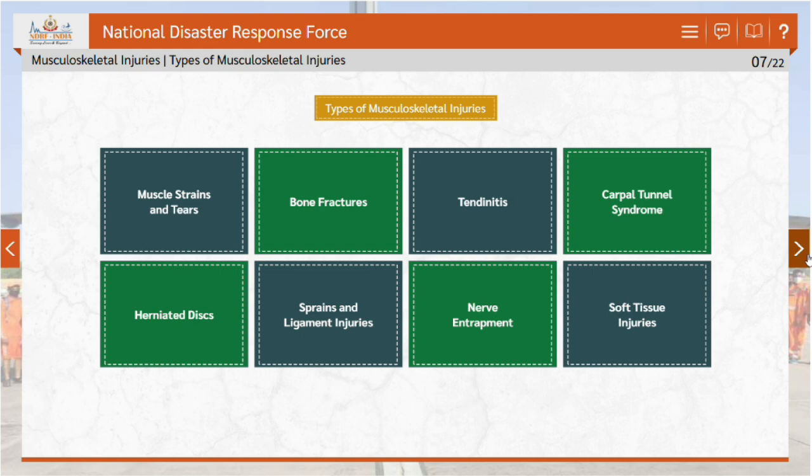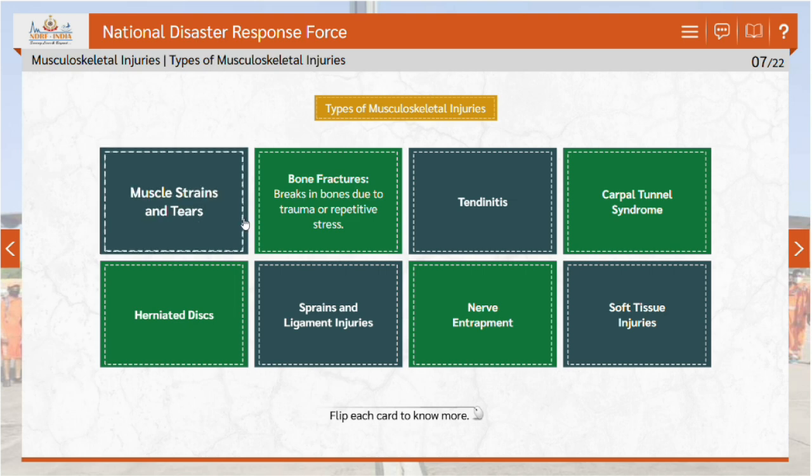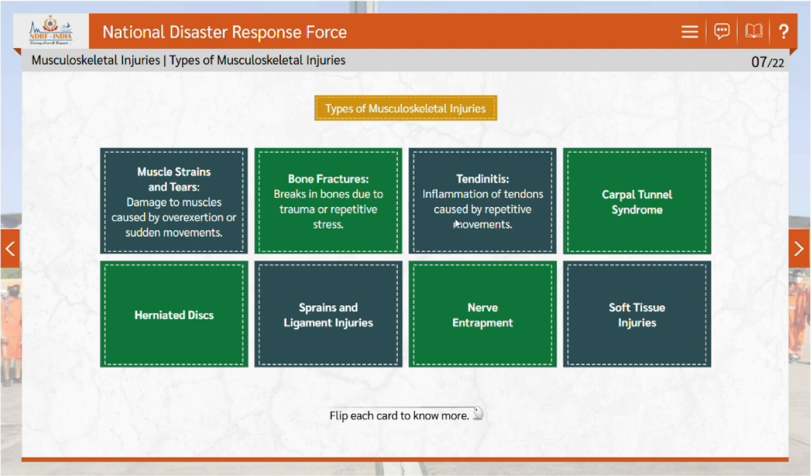Musculoskeletal pain affects the muscles, ligaments, tendons, and bones. Flip each card to know more. Bone fractures, breaks in bones due to trauma or repetitive stress. Muscle strains and tears, damage to muscles caused by overexertion or sudden movements. Tendinitis, inflammation of tendons caused by repetitive movements.